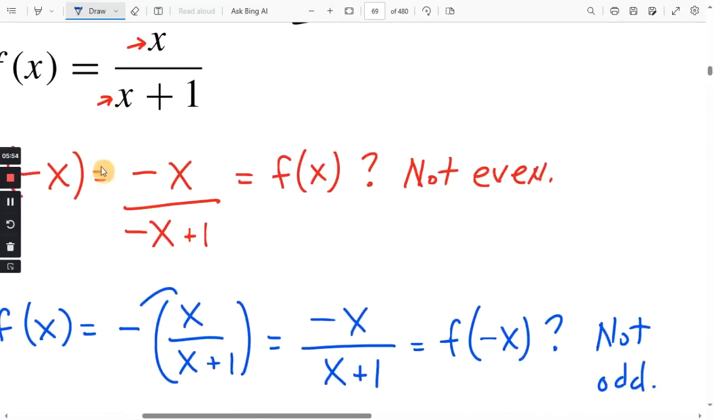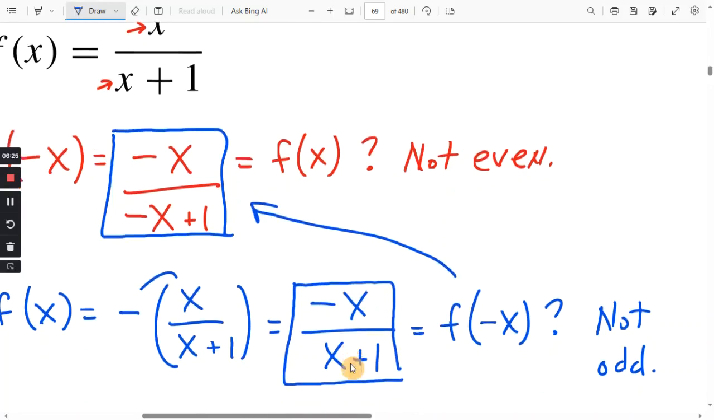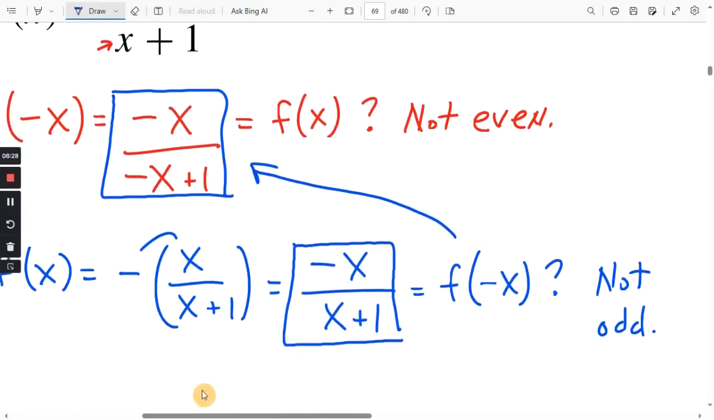Okay, this is what we got for f of negative x. All right, and it does not equal the original. And this is what we got for negative f of x, and it doesn't equal f of negative x. It doesn't equal that one right there. Okay, it's not odd, it's not even, so that means it's neither.